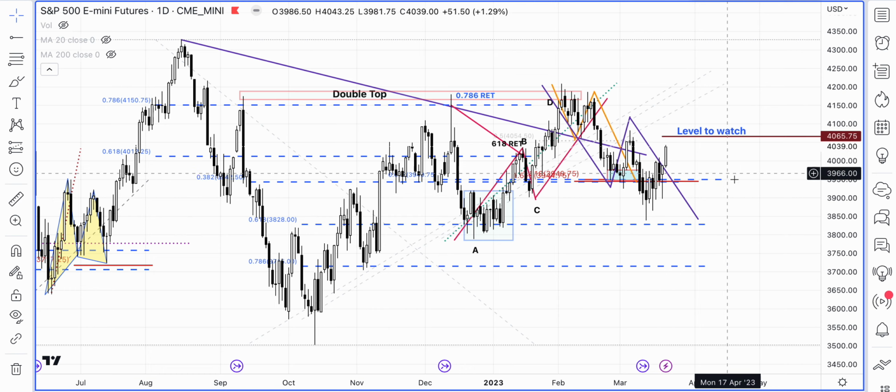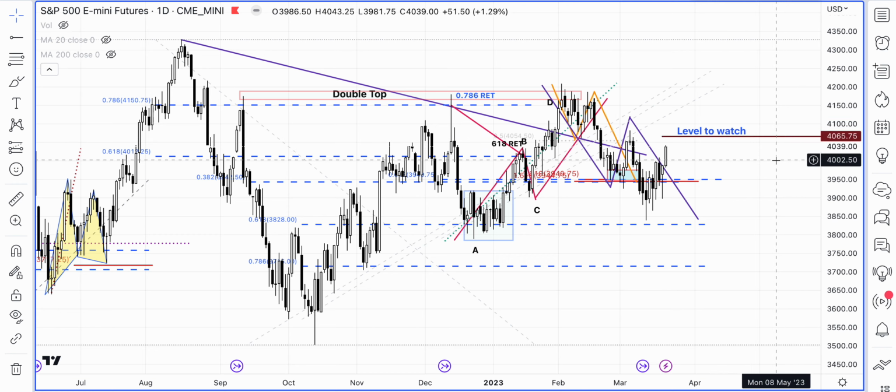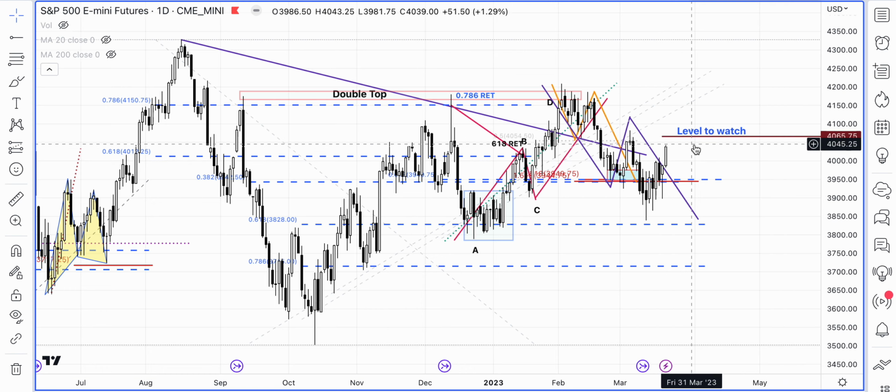and the price has been rallying since. What we are watching is this level of 4065 highlighted here in brown. That is the next really key level to watch, especially for tomorrow's session. Could it be a double top here?